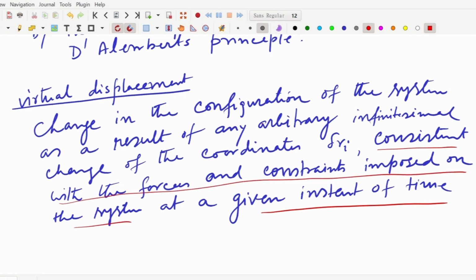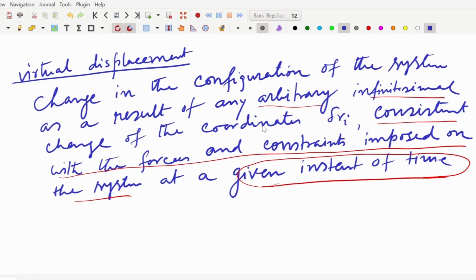So let me repeat the definition. Change in the configuration of the system as a result of arbitrary infinitesimal change in the coordinates delta r_i, which is consistent with the forces and the constraints imposed on the system, at a given instant of time. No time is taken, this is most important, no time is taken for this displacement to happen. So what is the difference between the virtual displacement and the real displacement? Let me write the real displacement.